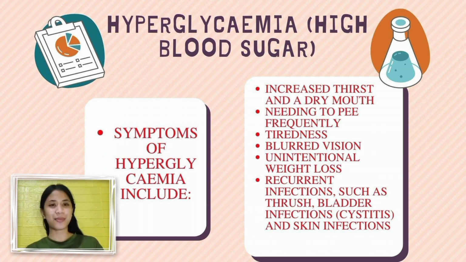Our next topic is about hyperglycemia and hypoglycemia. We are going to tackle the symptoms and signs of these two blood sugar conditions. So number 1, hyperglycemia or high blood sugar.